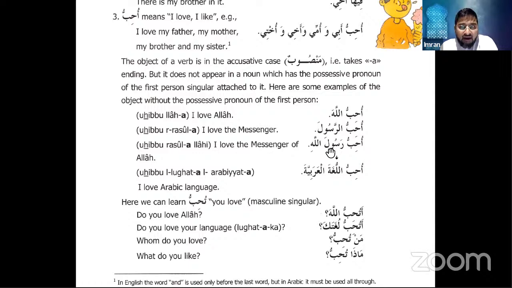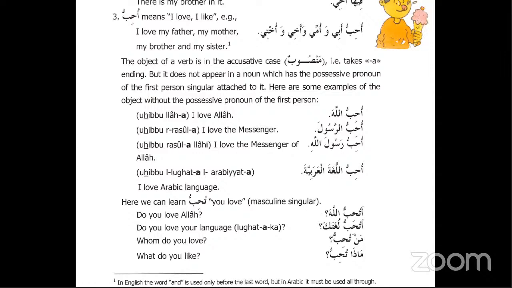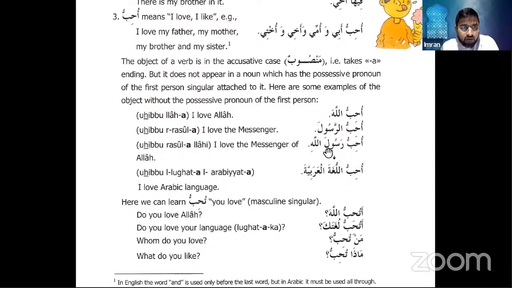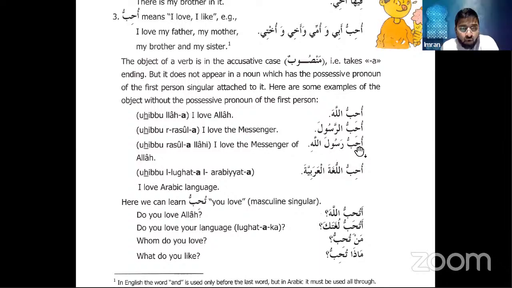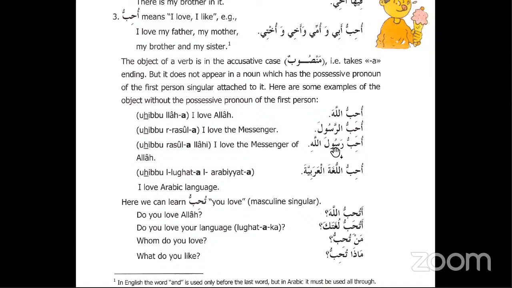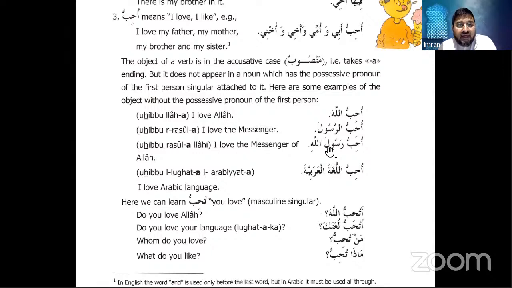Now remember this point, whenever a noun is mudaf ilayh, it's always the mudaf which takes the harakat which it deserves wherever it's situated. Does it make sense? So here, originally it was Rasulullahi, with a dhamma. Because uhibbu is coming, and what does uhibbu mean? I love. Who do you love? The Messenger of Allah. So that's the reason why the dhamma changes to a fatha.